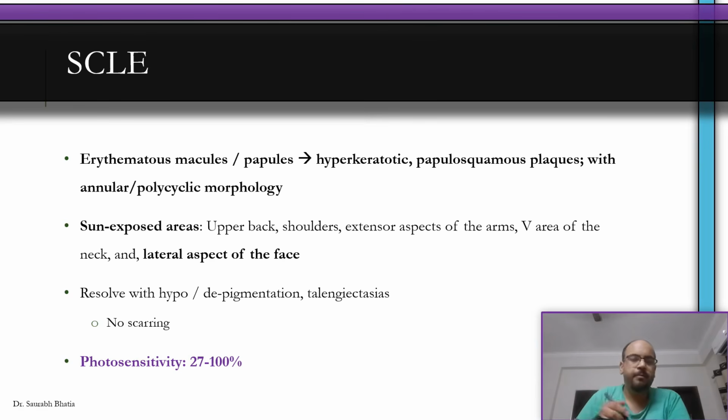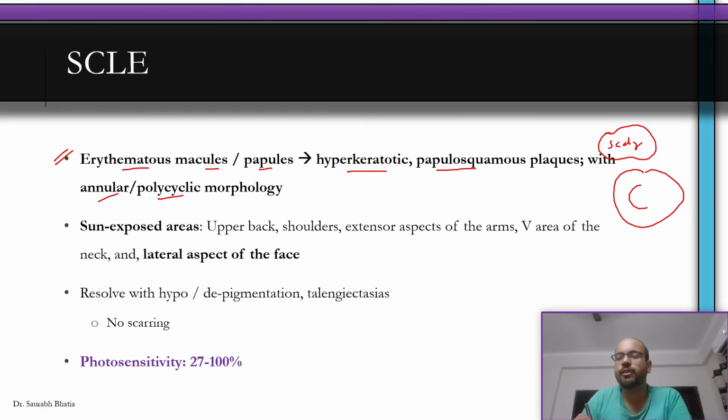SCLE is characterized by erythematous macules or papules over the photosensitive or photodistributed area, and as time passes they become more scaly and thickened. Okay, so more hyperkeratotic and papillosquamous. They can have other morphologies like annular or polycyclic plaques. So they can have essentially a scaly plaque over the photodistributed area, or you can have an annular morphology in which you have a central clearing.